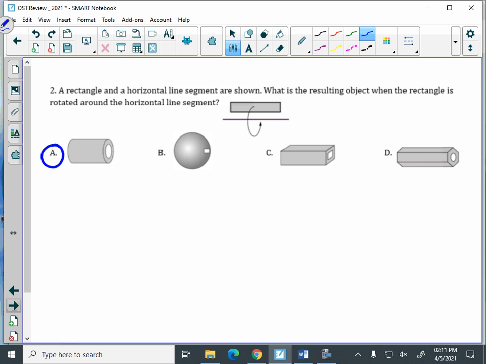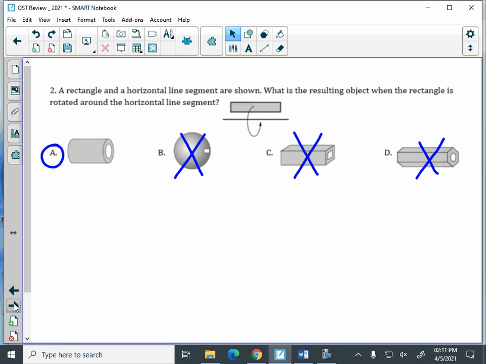All 3 of them have a hole. And rectangles always make cylinders. And the only one that has a cylinder that's hollow is A. B is a sphere. Rectangles don't make spheres. This is very boxy. We want very rounded figures. This also has a lot of corners. Everything is super rounded. So the most correct answer is A.